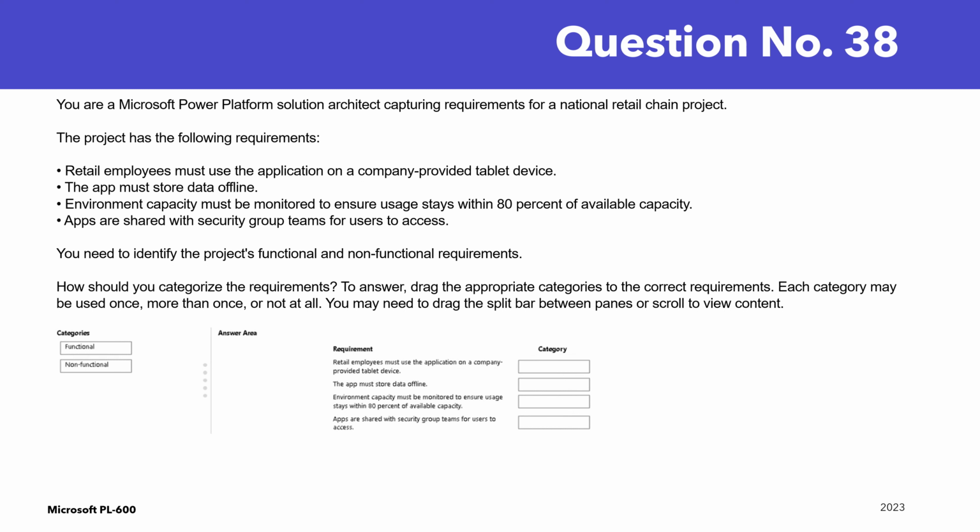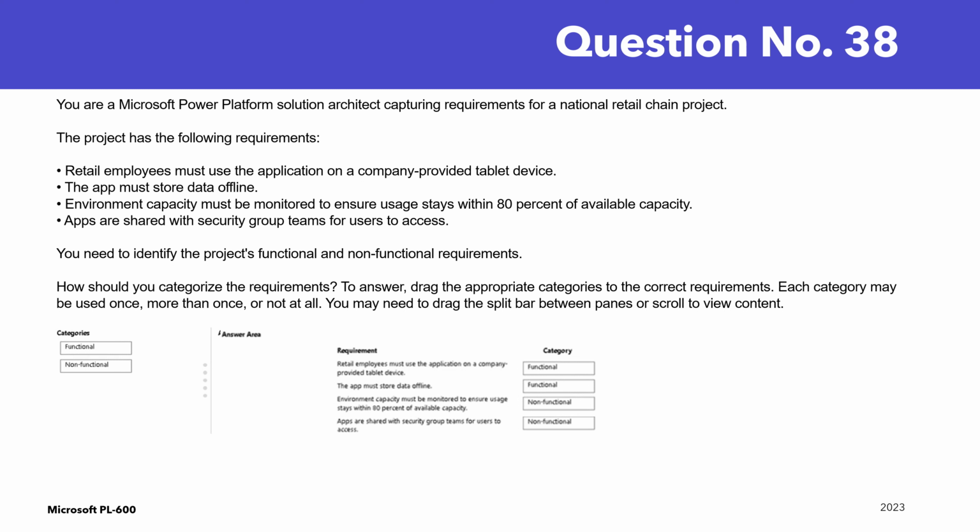You need to identify the project's functional and non-functional requirements. How should you categorize the requirements? To answer, drag the appropriate categories to the correct requirements. Each category may be used once, more than once, or not at all. You may need to drag the split bar between panes or scroll to view content.